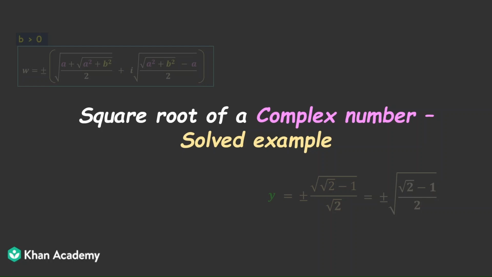Hi everyone. Today we'll learn how to find the square root of a complex number using a solved example. So let's see. Suppose you have to find the square root of 1 plus i. Now we say that this would also be a complex number. So let's take any complex number, say w, and say that the square root of this complex number 1 plus i is equal to w.